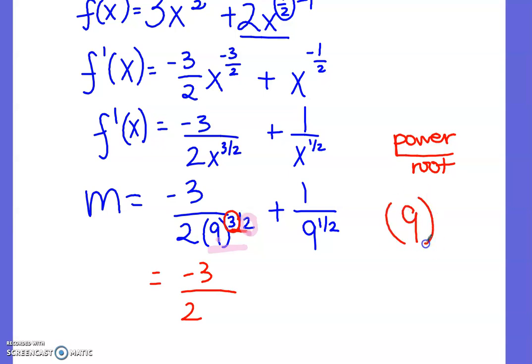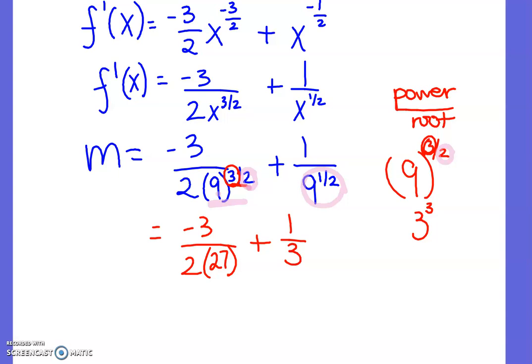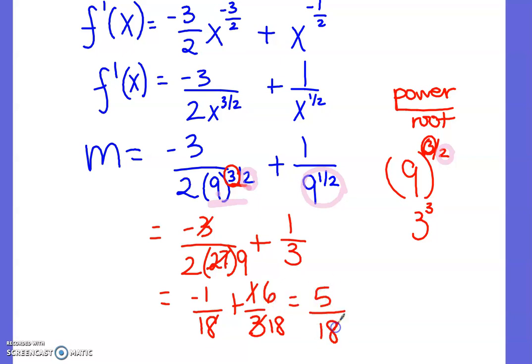So let me come over here and break this down. So I first do the square root, which becomes 3. And I still have that cubed. 3 cubed is 27. And then over here, I have 1 over, this is just saying the square root of 9, which is 3. Before I multiply this out, I can simplify the 3 and the 27, and that's just going to become 9. So I have negative 1 over 18 plus 1/3. Make this a denominator of 18. Common denominators, I get 5 over 18 as my slope.